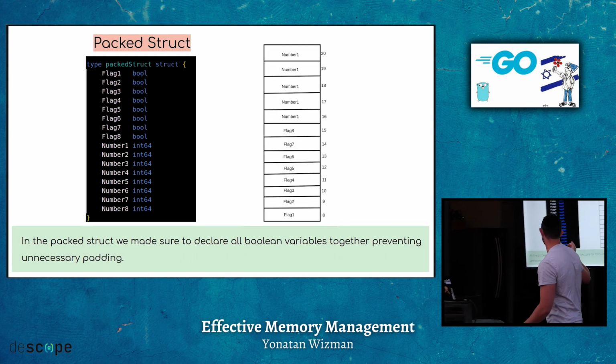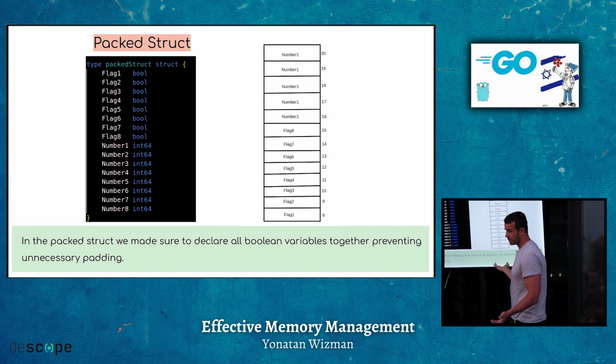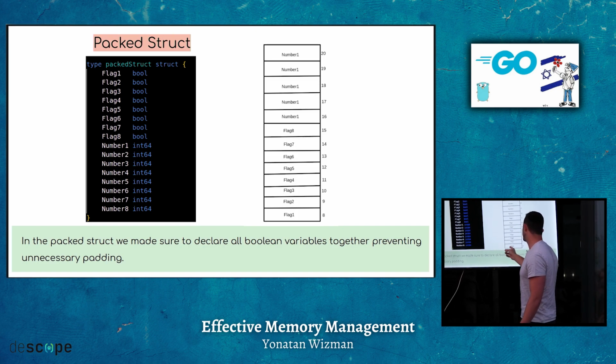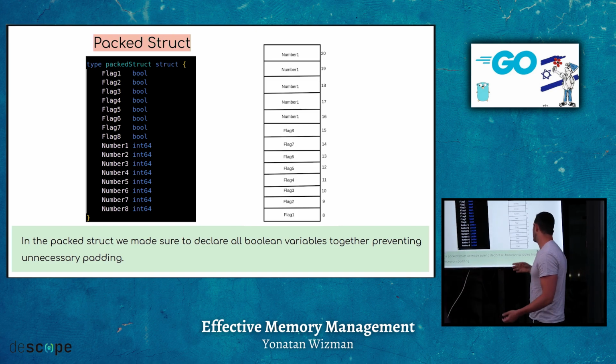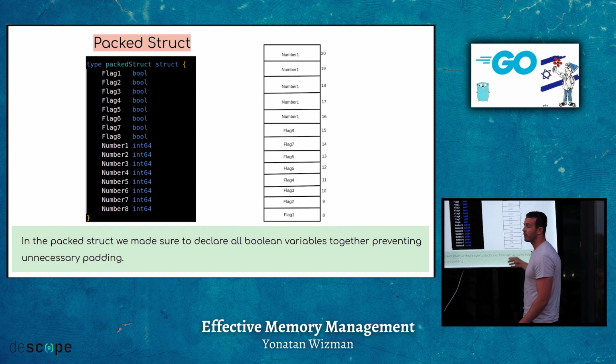Okay, so in this example now we have the packed struct, right? We put the first Boolean variable in address 8, and we put the second Boolean variable in address 9, because the size of a Boolean variable is 1, so it could be inserted anywhere. And so on the whole way down. And then we want to insert our first int64 variable. We see that it's already divisible by 16.